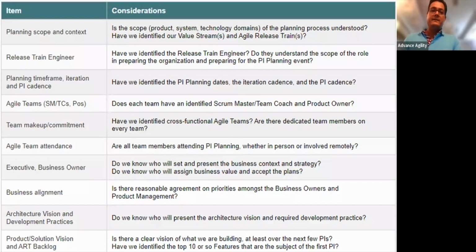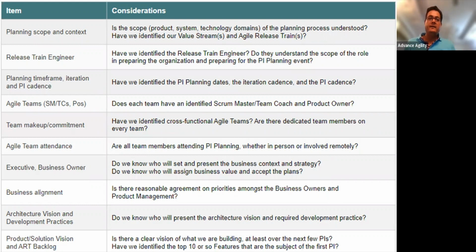Now, SAFe gives us a good checklist of the top items that should be ready before we launch PI planning. As an RTE, we should identify these, work with our teams, and make a checklist of who is taking responsibility for each item. Maybe the RTE is not the only person who should be doing all these things, but it is again decentralized decision making, and collaboratively we should be able to achieve those things.